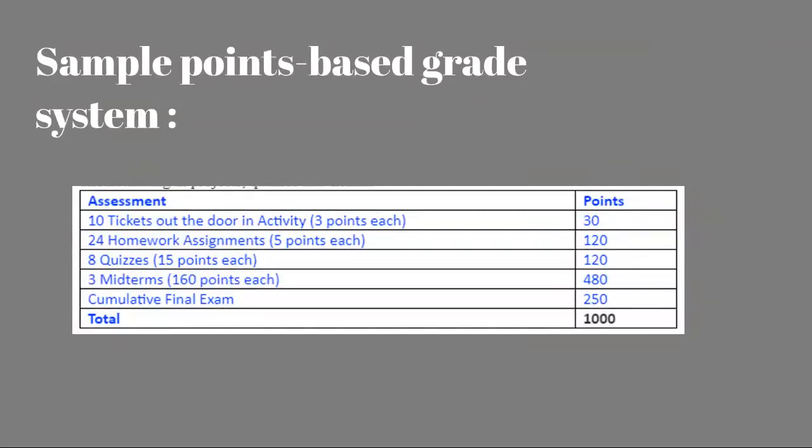For example, here you go. This is a sample of that points-based grading system, and this would be on your syllabus. So you see you have 10 tickets out the door, 3 points each. So as you gather those points, maybe you missed 3 points. Well, then you're going to have 27 points for that category, right? And so on. Every time you get a graded assignment, you would include it in that category and you would calculate accordingly.